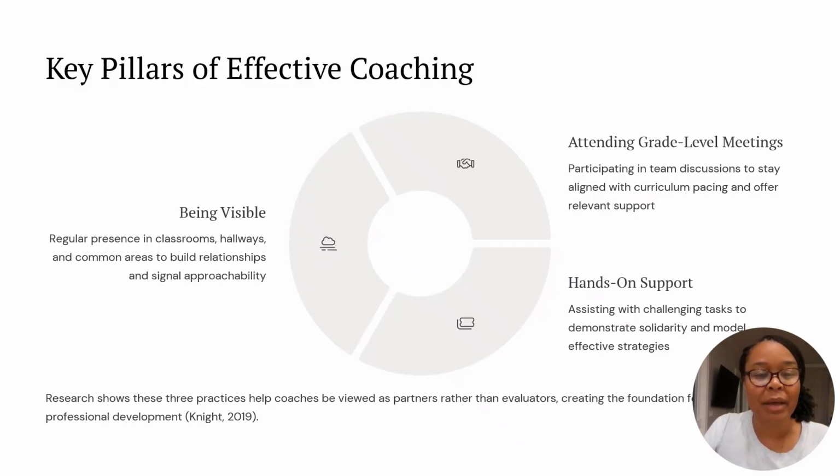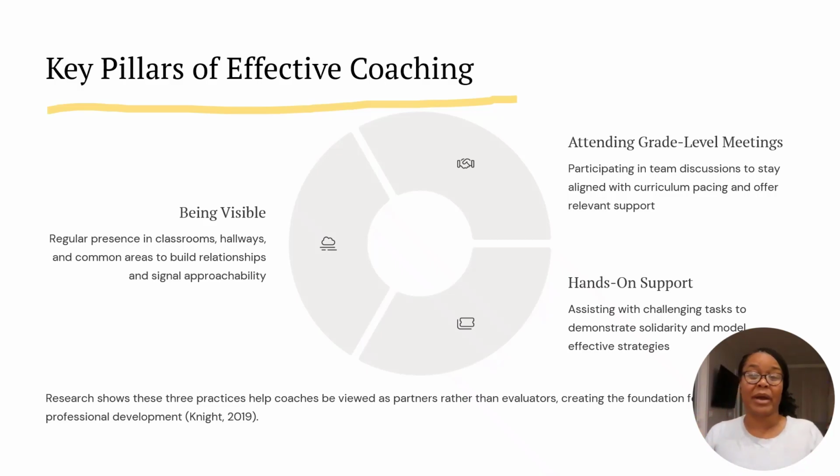Here are the key pillars of effective coaching. Research emphasizes three major practices that elevate coaches. One is being visible. How visible are you to teachers? Participating in grade level meetings and offering hands-on support. When coaches are seen as partners and not evaluators, professional development becomes more meaningful and collaborative. Think about attending grade level meetings, participating in these discussions, and hands-on support, assisting with challenging tasks that teachers are having and being able to co-teach during them.